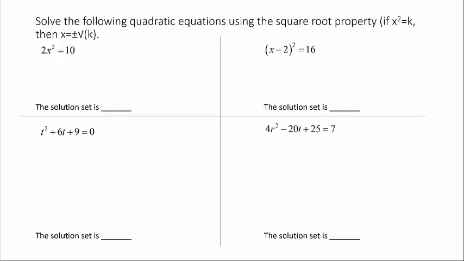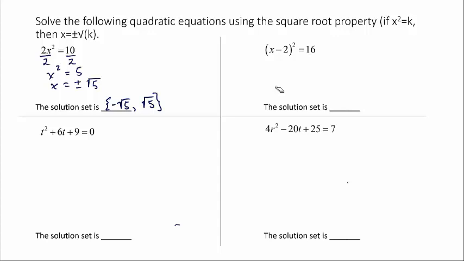So if we have 2x squared equal to 10, the first thing I want to do is get x squared by itself, right? So I'm going to divide both sides by 2. So that leaves x squared equal to 5. And then I have to take the square root of both sides, which leaves x equal to plus or minus the square root of 5. Okay, so the solution set is negative square root 5 or positive square root 5.